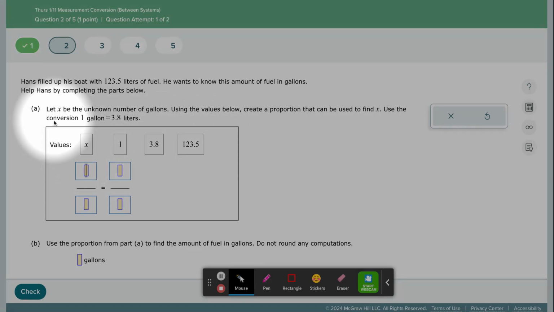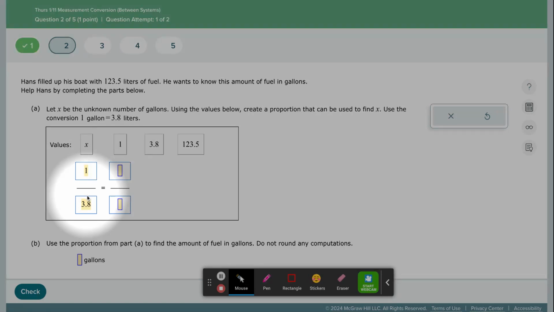The conversion is 1 gallon is equal to 3.8 liters, or 3 and 8 tenths of a liter. Very first thing I always say, your first rate that you're filling out is your conversion. So I'm going to put a 1 for 1 gallon and 3.8 for 3 and 8/10 liters. I have gallons on top, liters on bottom.